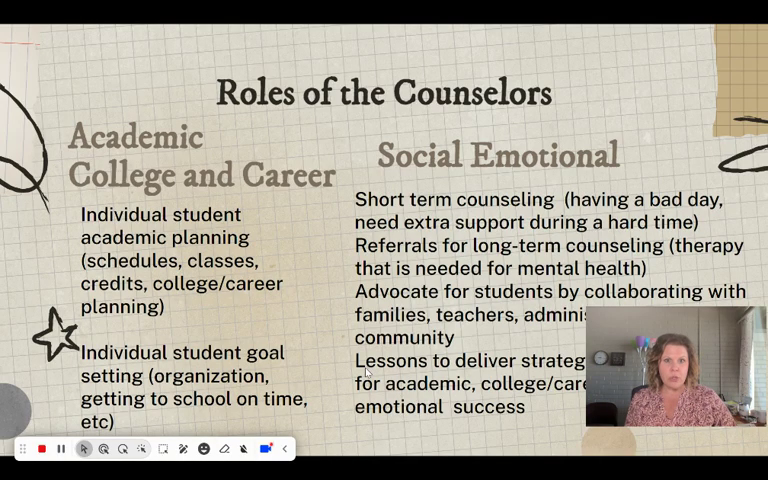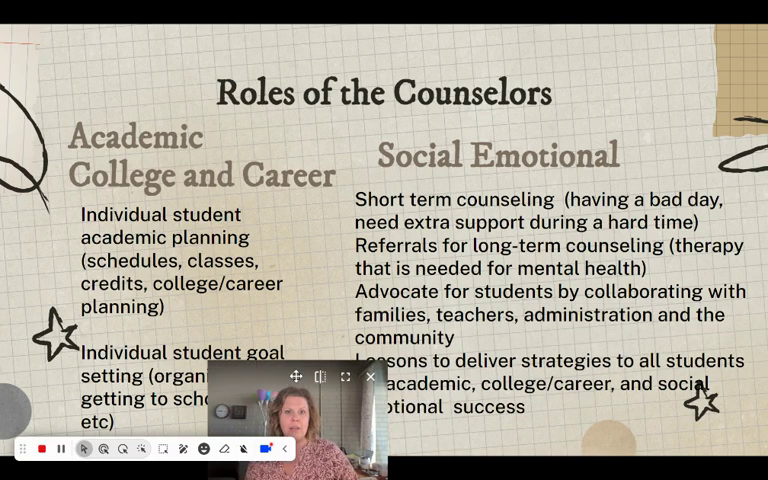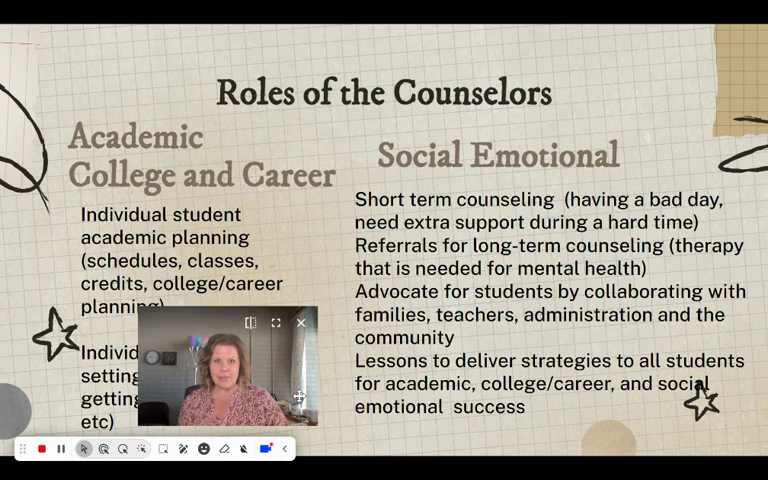And in the social emotional world, we do short-term counseling. So like if you're having a bad day, you need some extra support during a hard time, but we also can do referrals for long-term counseling, so therapy that is needed for mental health. We advocate for students, and we deliver lessons with strategies to all students for academic, college and career, and social emotional success. And that's what these SEL lessons are for.